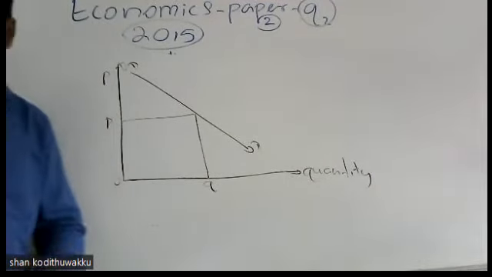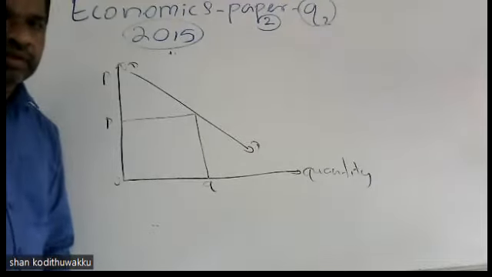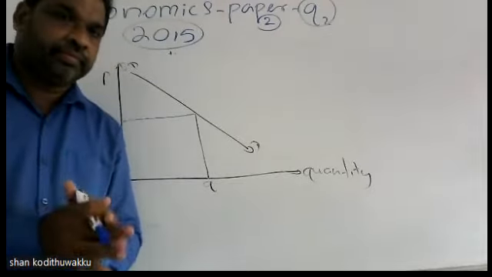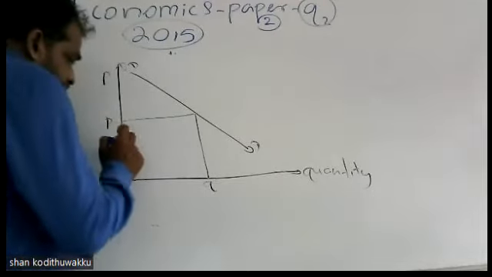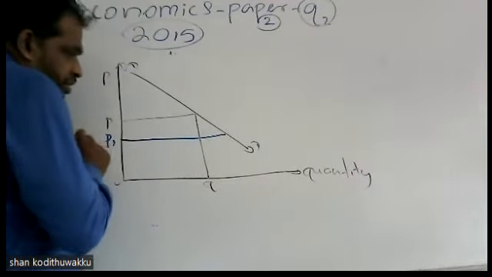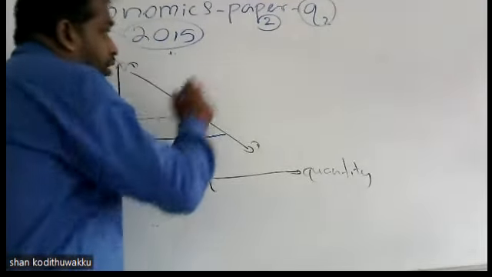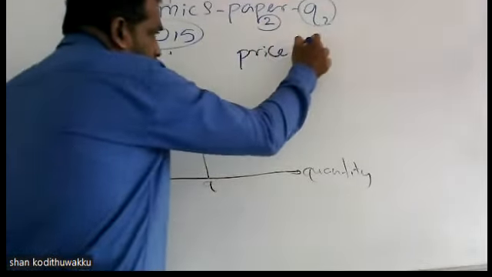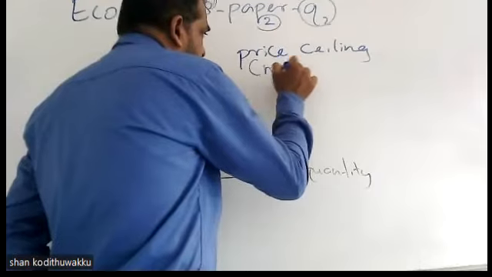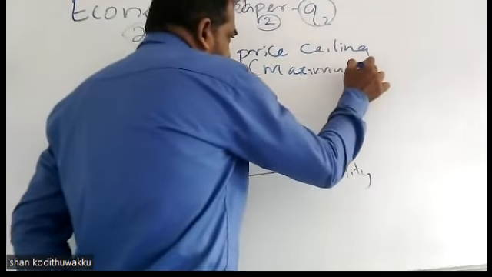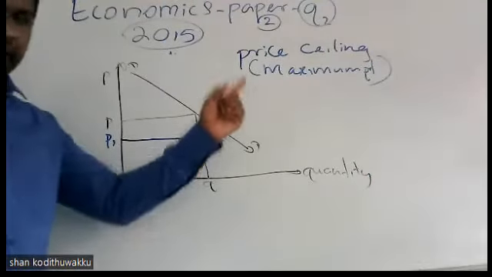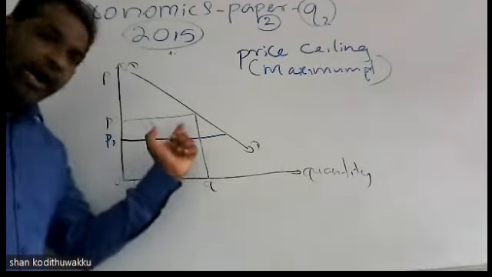Right. Then what is a price ceiling? Normally we take it as the maximum price. Price ceiling is the maximum price. It will be below the market equilibrium price.